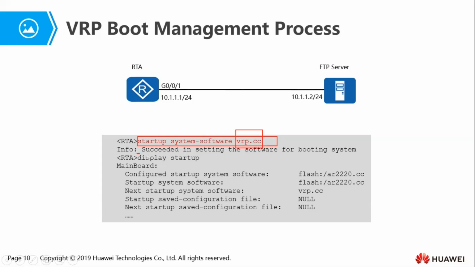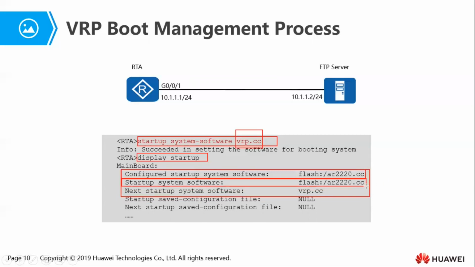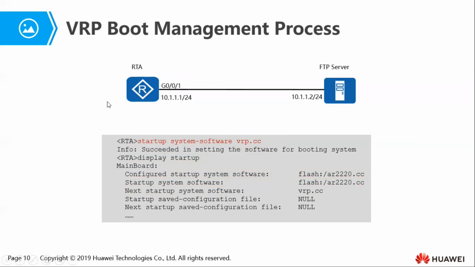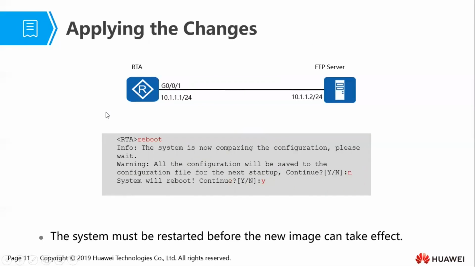Now, if you type the command display startup, you should be able to see that what had been configured earlier to start up was this. What was used to start up was this. But in the next startup, we are going to use this vrp.cc. So now, in order for that to take effect, you have to restart your device using the command reboot.